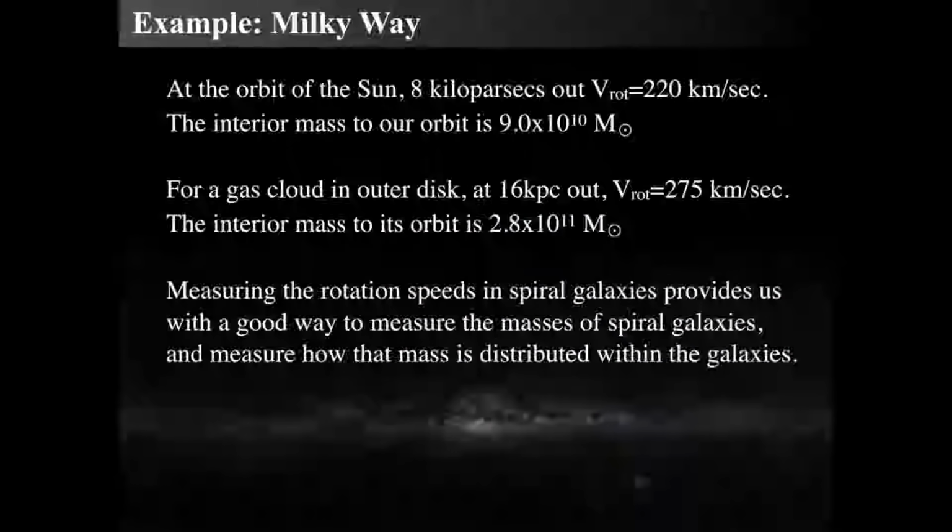All right. As an example, specifically for the Milky Way, at 8 kiloparsecs, where the sun is, the rotational speed is 220 kilometers per second, and the mass interior to it is almost 100 billion solar masses, which is a huge number of solar masses. Now, there are measurements of gas clouds way out in the outer disk, double the distance that the Earth is from the sun, and its speed is actually a little bit higher. It's 275 kilometers per second, and that means the mass interior to it is almost 300 billion solar masses, which is a lot. It's not 100 billion solar masses, but 300 billion solar masses. So it's a huge amount.